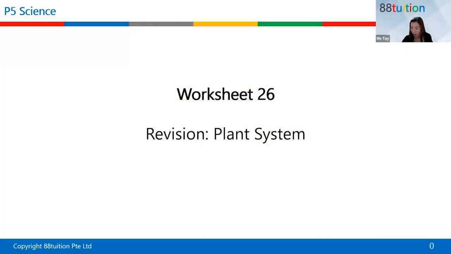Today's worksheet is a revision. Okay, so we talk about plant system. You have already studied this in P4. Am I right? Some of you probably studied it in P3. And then we did extra, or add-on, in P5.